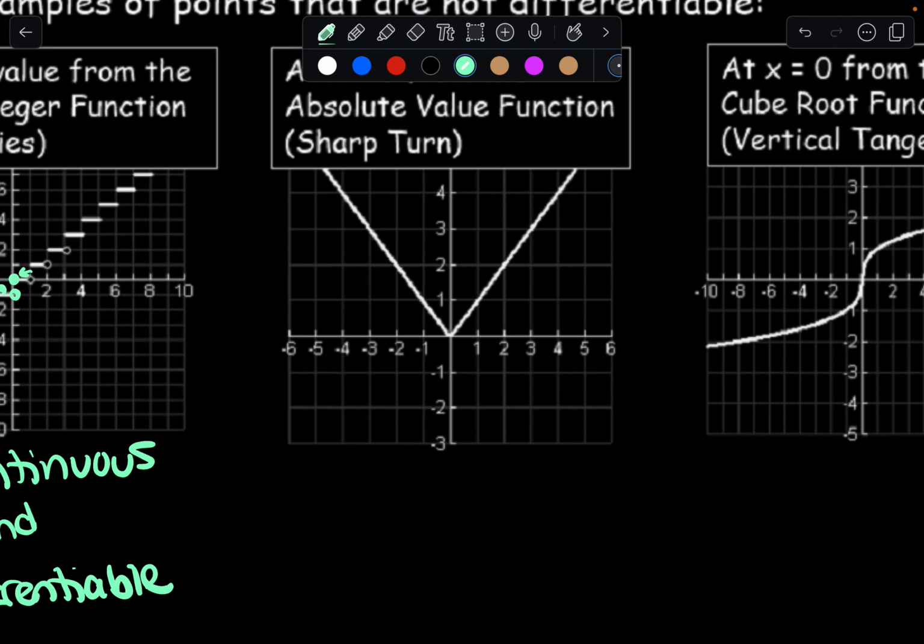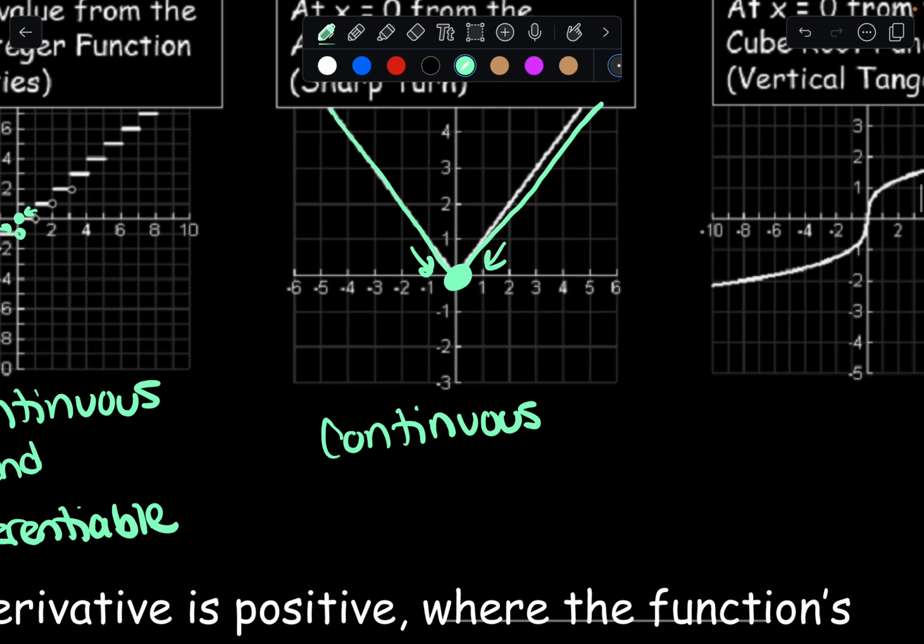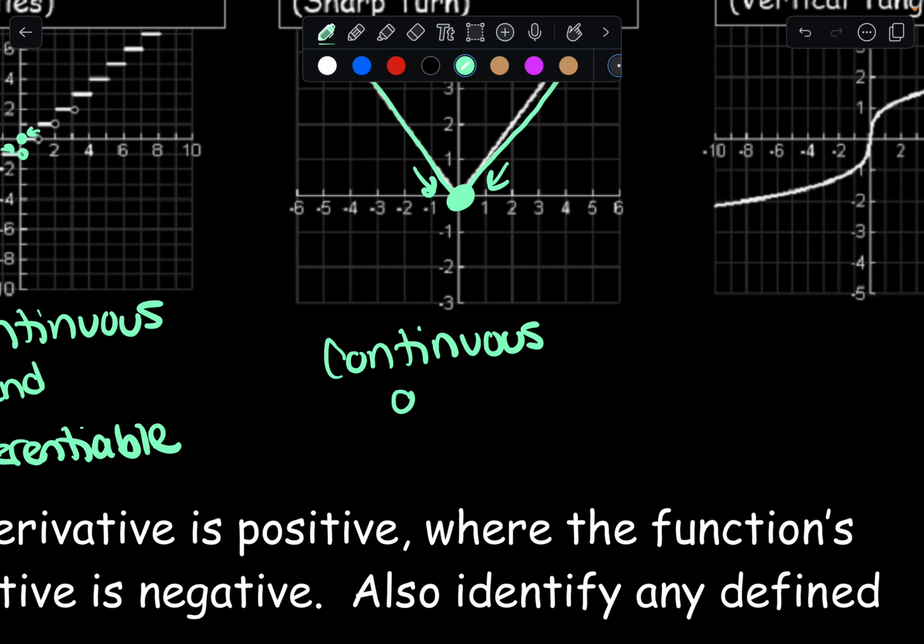Now, the same cannot be said for the opposite. We have a continuous function, the absolute value function, so it is continuous. But if we look at that break, the rate of change is different on both sides, all right? So it's continuous, but it's non-differentiable.